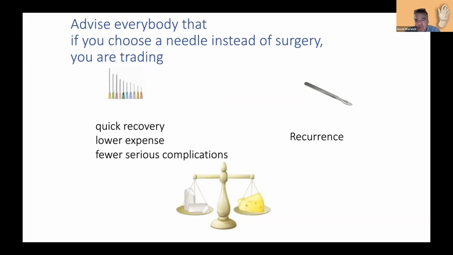The other thing is recurrence. So a needle is much more likely to come back because you haven't changed the biology. You've still got bad cells left in the finger and those cells will come back. Whereas if you do surgery, at least to some extent, you excise the bad cells. So needles are a trade-off, but it's something that I think we should be doing a lot more of.